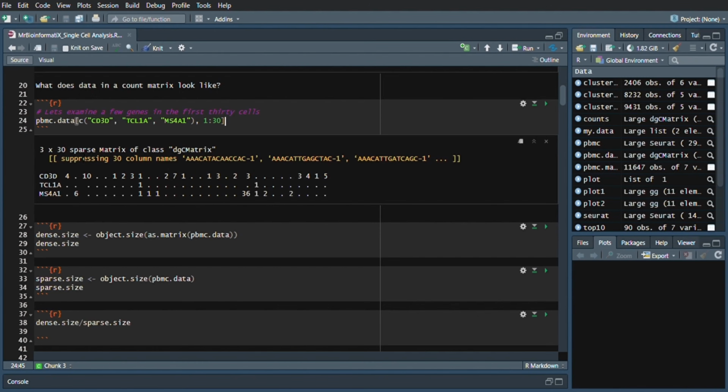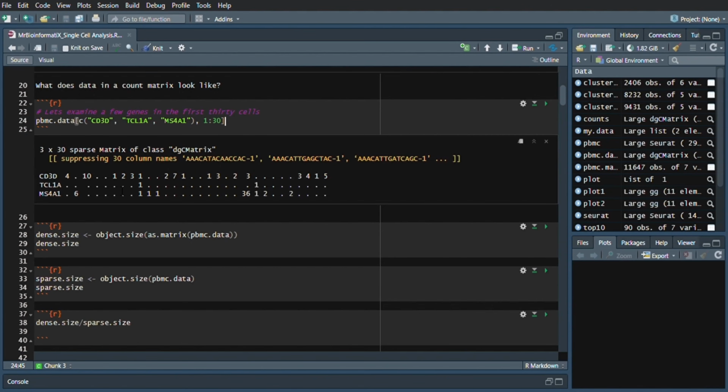We can also see a sparse matrix of class dgCMatrix. This indicates that the matrix is stored in a sparse format. Sparse matrices are used to efficiently handle data that contains many zeros, because as you see, all these dots are representing zeros. And since most values in the single-cell RNA-seq matrix are zeros, Seurat uses a sparse matrix representation whenever possible. This results in significant memory and speed savings.